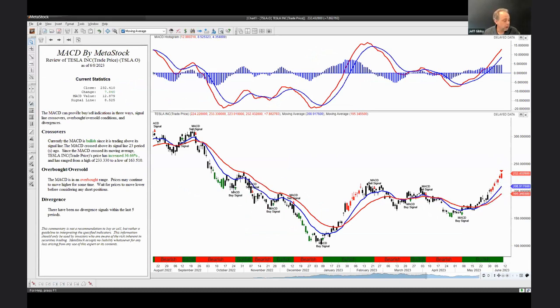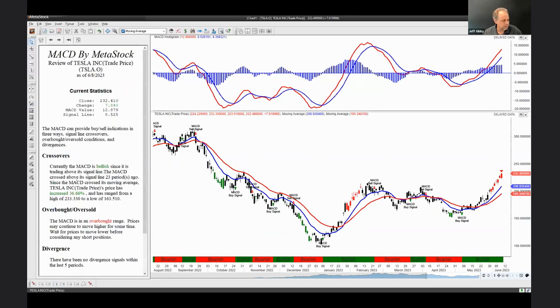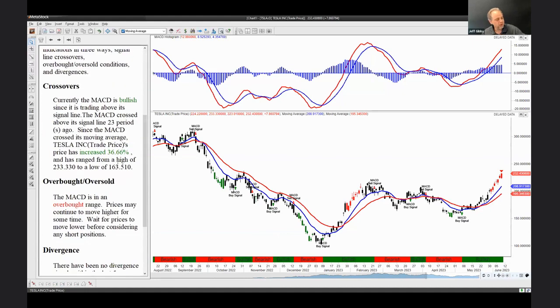The MACD can provide buy-sell indications in 3 ways. These are the 3 I'm teaching you about. Crossovers right now. I can make this bigger for you too. You can read along in your book. Currently, the MACD is bullish because it's trading above its signal line. It went bullish here, okay? Since the MACD crossed above its signal line 23 periods ago, price has increased 40% and has ranged from 233 to 160. So we got a great signal here. Right now, we're up about exactly 36.66%, okay?